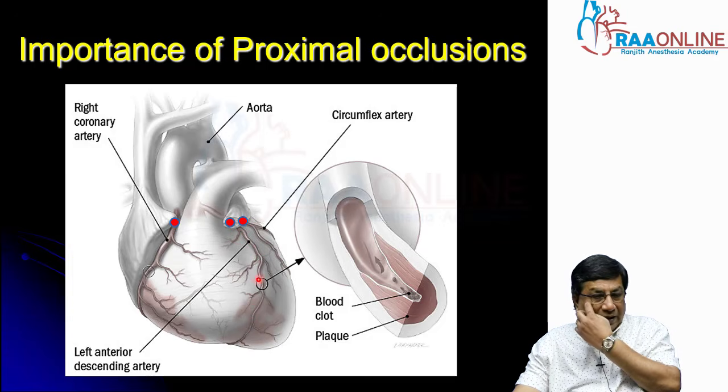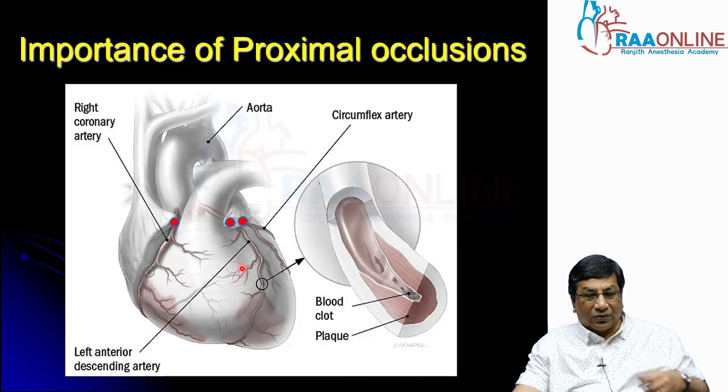When compared to a distal obstruction, where some of the branches would have escaped, some of the myocardium will be spared and some of the myocardium will be involved. Whereas when you have a proximal obstruction, it is going to involve all the branches of the coronary artery subsequently. So a huge myocardium is at risk.